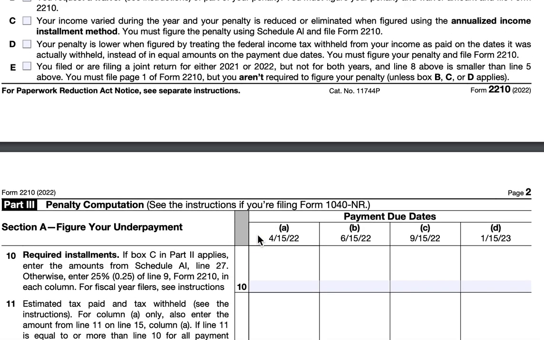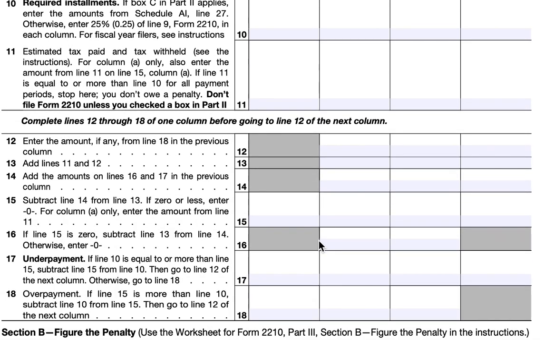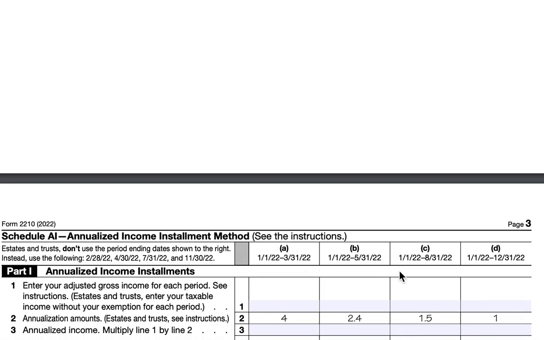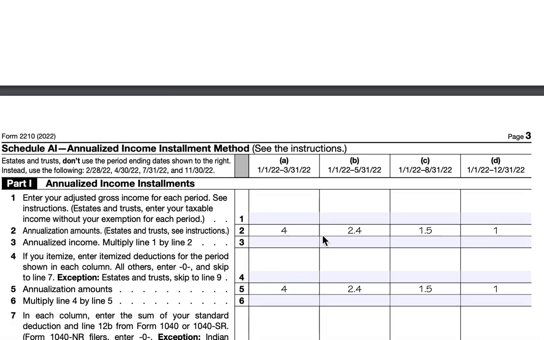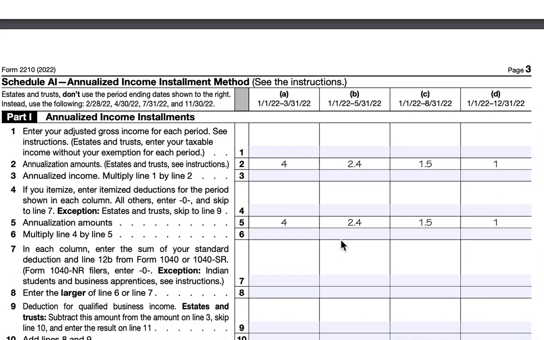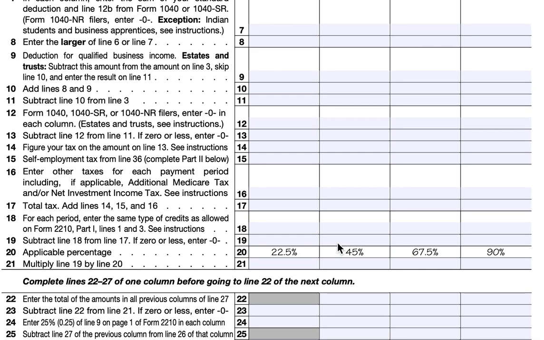The one exception would be if your income varied throughout the year and your penalty is reduced or eliminated when using the annualized income installment method. Then you would actually have to go through, and we're not going to do this, Schedule AI, where you do some more calculations to come up with a more accurate depiction of your tax liability.